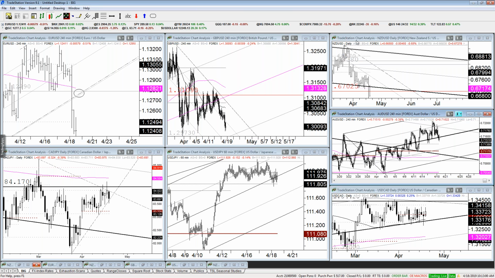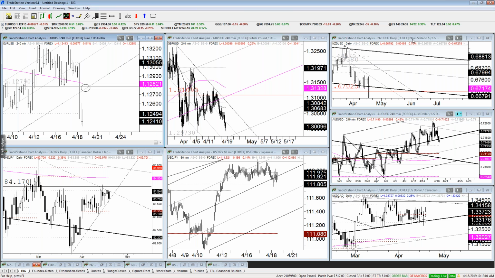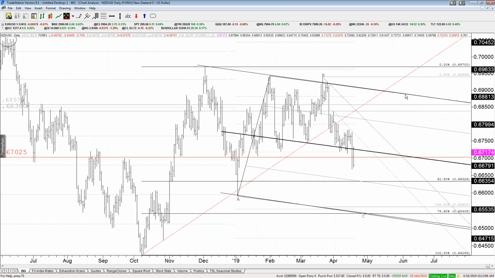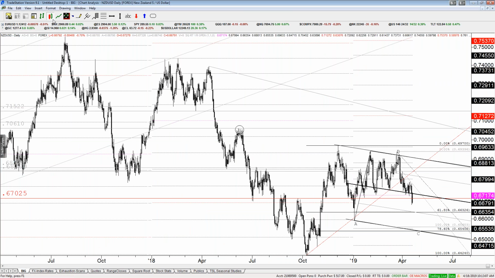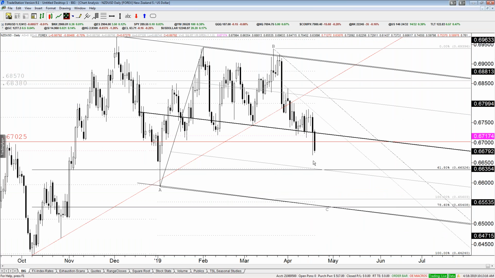Okay, Kiwi dollar. This is a setup that I actually like right here. We've got a solid breakdown. After their CPI came out, big spike below, and lo and behold, we close right at the median line.